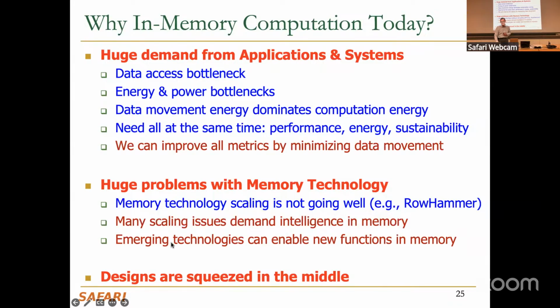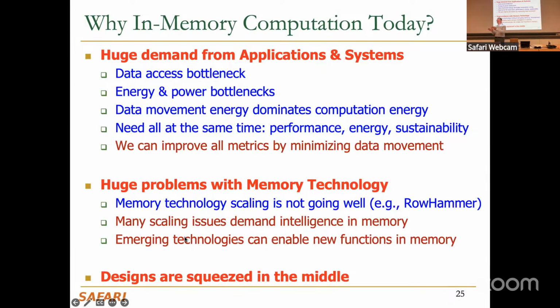And also at the same time, there are some emerging memory technologies that people are examining. These can enable new functions in memory, like exploiting analog operational characteristics. I'm not going to talk about the emerging memory technologies as much, but I'm going to give you examples from DRAM, but this is an area that's also important.